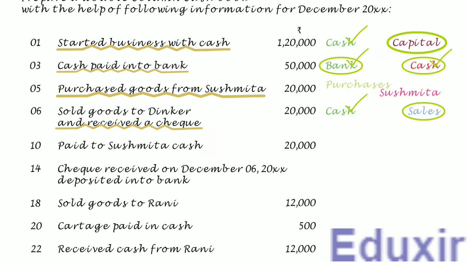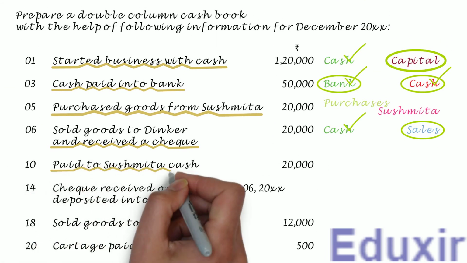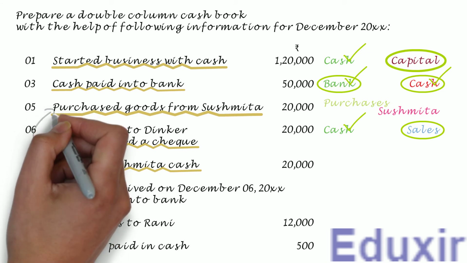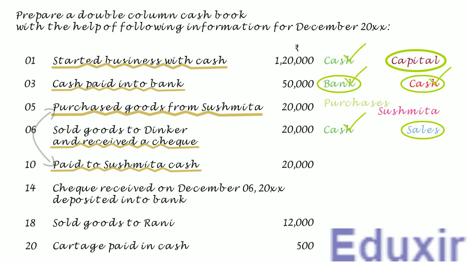In this transaction, the business has paid 20,000 rupees to Sushmita. Note that this transaction is related to the transaction done on 5th December, wherein the business purchased goods worth 20,000 rupees from the supplier Sushmita. The business is now paying back all those 20,000 rupees. So there is no discount involved.